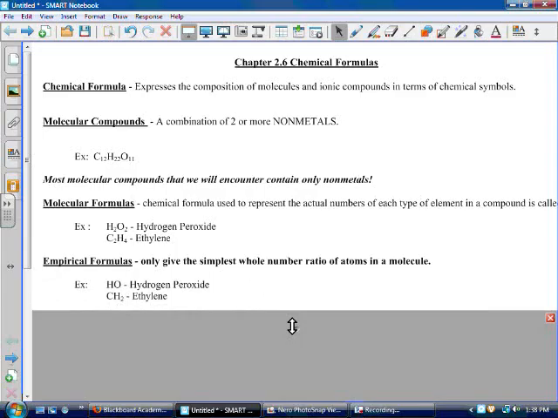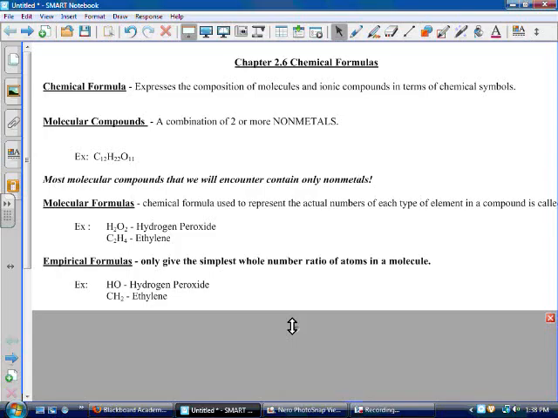Another type of formula we use frequently is called an empirical formula, and an empirical formula does not give us quite as much. It only gives us the simplest whole number ratio of the atoms in a molecule. Now, you might be asking yourself, why would we use that? And the reason is because empirical formulas are the simplest form that we can get. In experimental studies, we can determine empirical formulas quite easily. They are what can be determined first. So even though they give us the least amount of information, they are the easiest to determine. We'll see as we go into Chapter 3 how we do that.